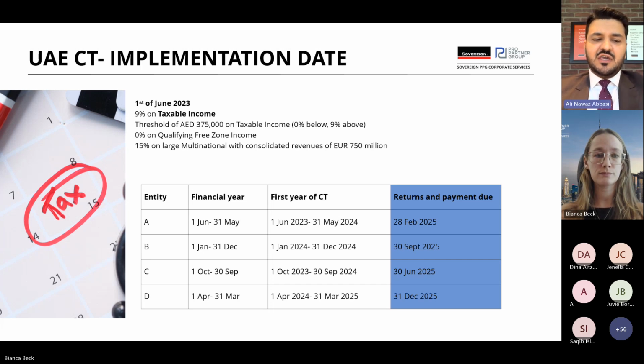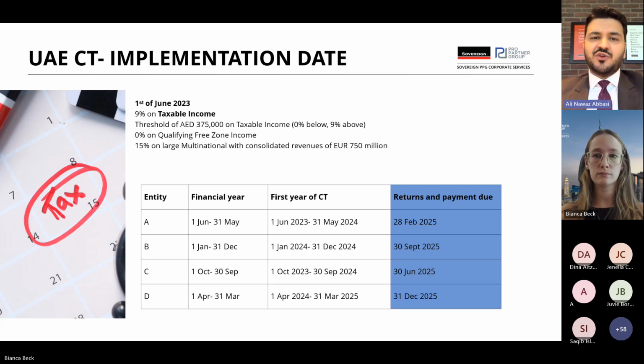Corporate tax regulations came out in 2022 and are effective from 1st of June 2023. The standard rate is 9% for companies, which is still less than most of the jurisdictions around the world. Compare that rate with other countries like Qatar, where corporate tax rate is 10%, Oman, where it is 15%, Saudi, where it is 20%, and Kuwait, where it is 15%. So UAE corporate tax is still much lower than the neighboring countries.